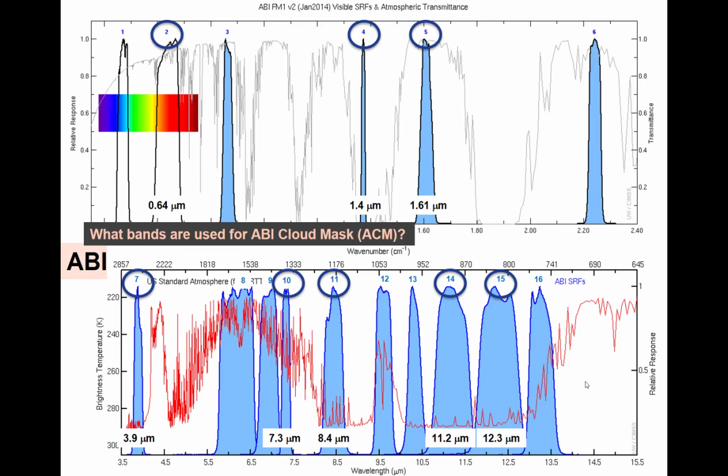Which bands are used to create the ABI cloud mask? The visible, 0.64 micrometers, the cirrus channel, 1.4 micrometers, and the ice channel at 1.6 micrometers. The infrared channels used are the 3.9 micrometer channel, the low-level water vapor at 7.3 micrometers, and the 8.4, 11.2, and 12.3 micrometer channels.